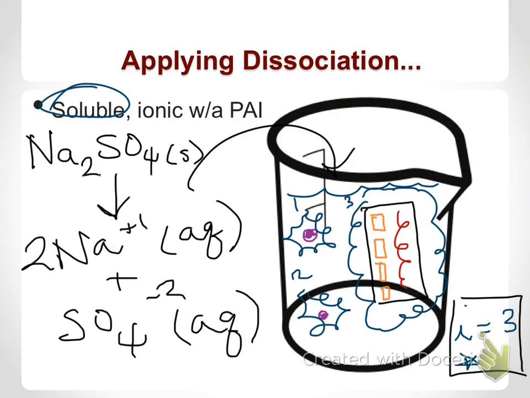Our last example, Na2O, also would have had an i value of 3, because you had 2 Na's and an oxygen, so 3 ions altogether.